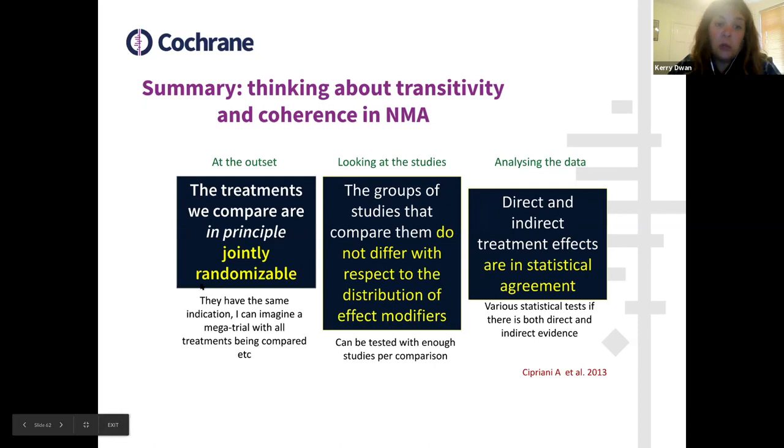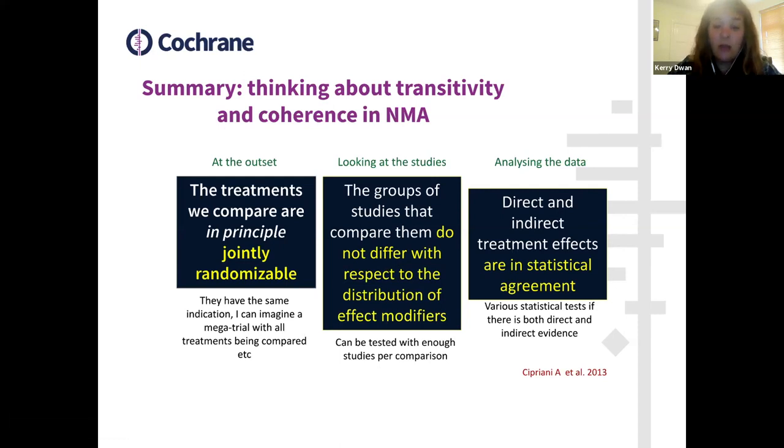So we want to make sure that the treatments that are being compared are jointly randomizable. The groups don't really differ with respect to the distribution of effect modifiers, such as age, as I've just shown in the last slide, and that the direct and indirect treatment effects are in statistical agreement. So this is known as coherence in network meta-analysis, and it's just another thing that we make sure authors have taken into account when undertaking the network meta-analysis.